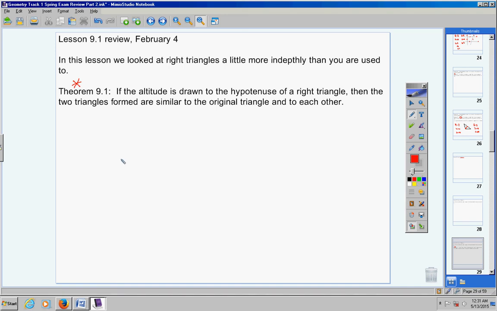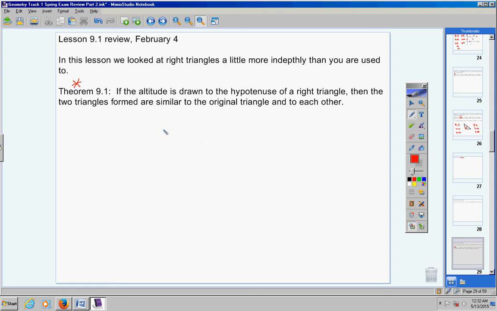Okay, well, while I was rambling there, hopefully you copied this down. If the altitude is drawn to the hypotenuse of a right triangle, then the two triangles formed are similar to the original triangle and to each other. Okay, let's go over that again. If the altitude is drawn to the hypotenuse of a right triangle, then the two triangles formed are similar to the original triangle and each other.